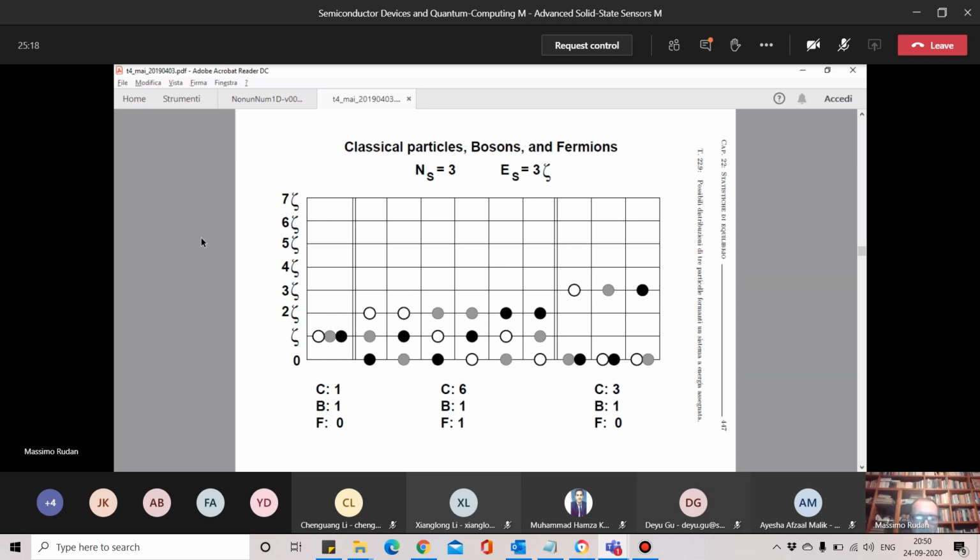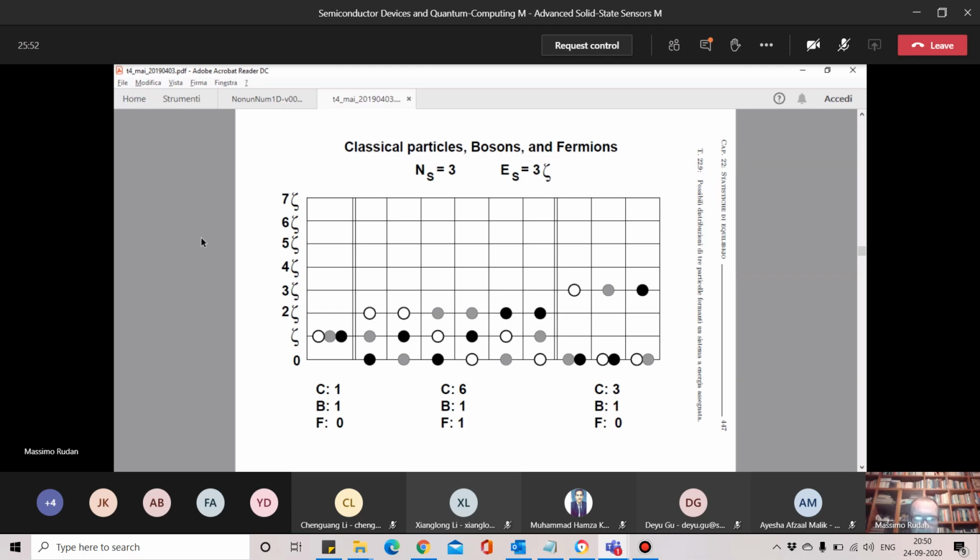So of course the total energy of the 3 particles is 3 times Z. A second possibility is to place one particle at 0, so no energy, another particle at energy equal to Z, and finally the third particle at some energy equal to 2Z. Okay, so you see this in the second column from the left. 0 plus Z plus 2Z again makes 3Z, so the total energy is preserved.